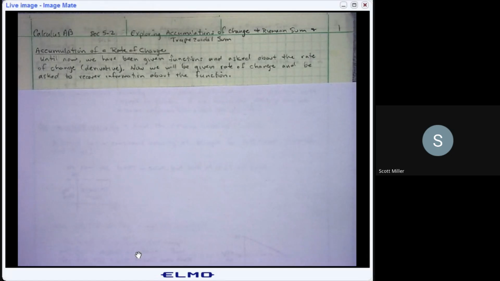Okay, so we're going to be looking at the section about exploring accumulation of change and Riemann and trapezoidal sums. And so let's take a look at this. What do we mean by accumulation of rate of change?